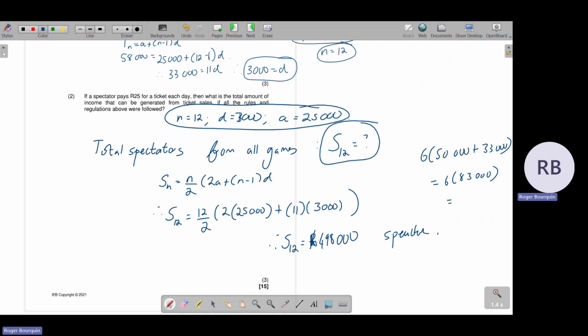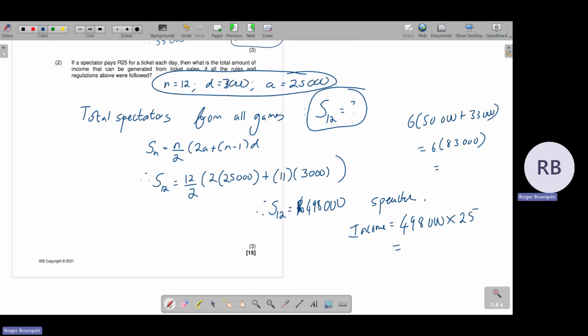How much did they pay per ticket? 25 rand. So the income generated would be equal to what? How are we going to work out the total amount of money made? 498,000 times 25 rand per ticket, right? Do you agree? And what do we get? 12 million, 450,000.